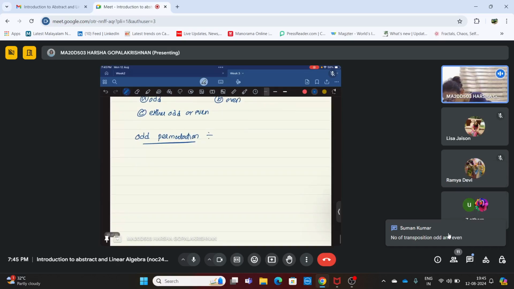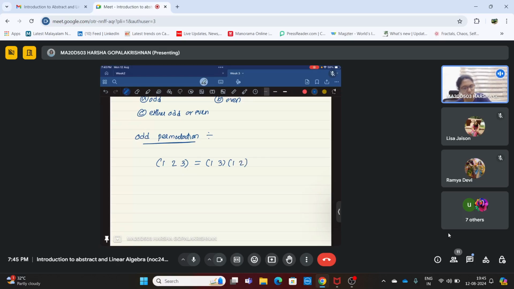So for example, this is 1, 2, 3. It is a permutation. How will we write it? (1 3)(1 2). Correct? So we write it like a product of transpositions. A transposition means a cycle of length 2. In that case we have 2. Okay, (1 3)(1 2), 2 cycles of length 2 are there. So it is an even permutation.